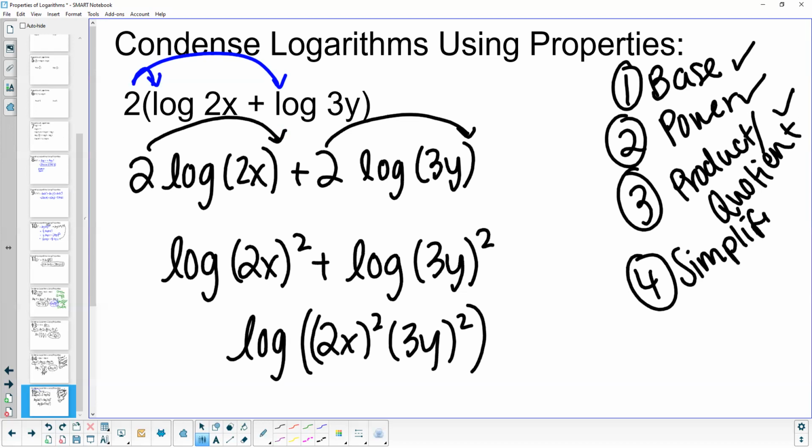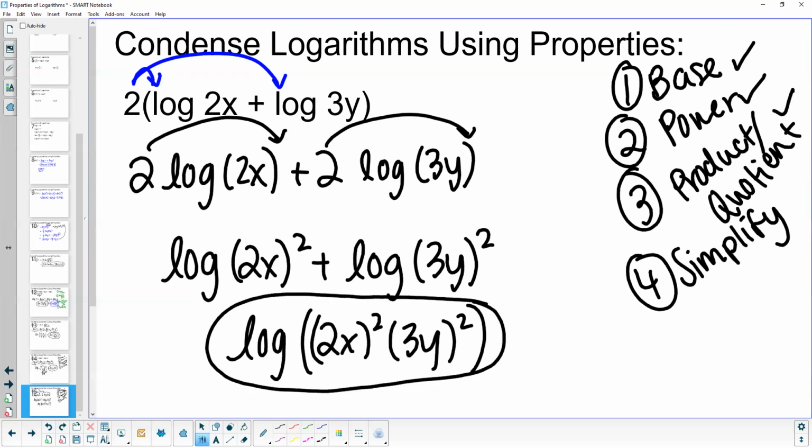Now, as we're looking at simplifying, is there anything here that can simplify? In this case, there is not. So we are going to leave our answer here at 2x squared, 3y squared. If you have any questions, don't hesitate to reach out, but this is how we can use those 5 properties of logarithms that we've discussed, or really any properties, in order to condense and expand a logarithmic expression.